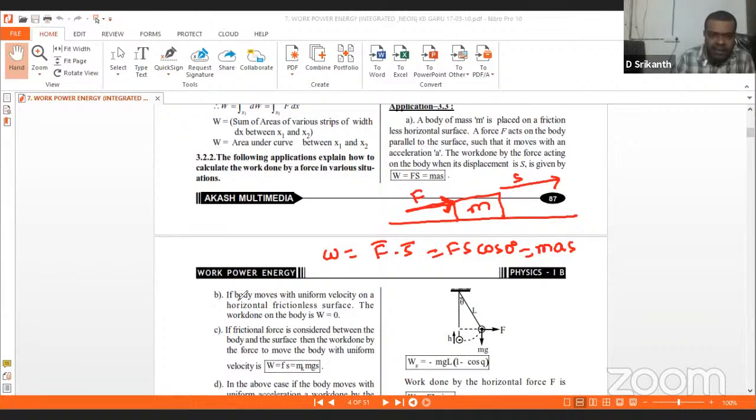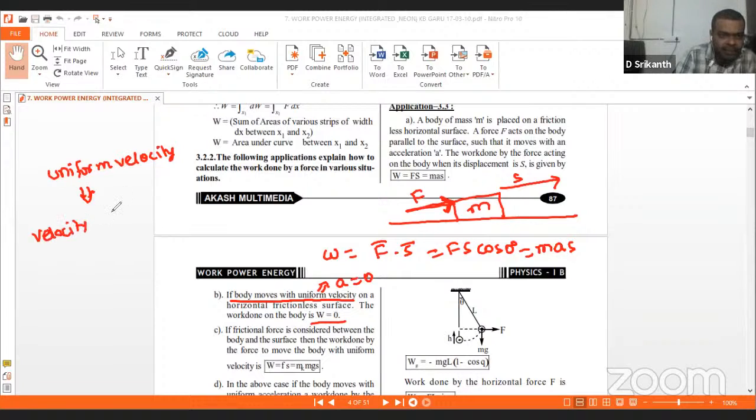If the same body moves with uniform velocity, it means that acceleration is zero. So work done will be zero, right? Uniform velocity means that velocity will be constant. So when velocity is constant, acceleration is zero.